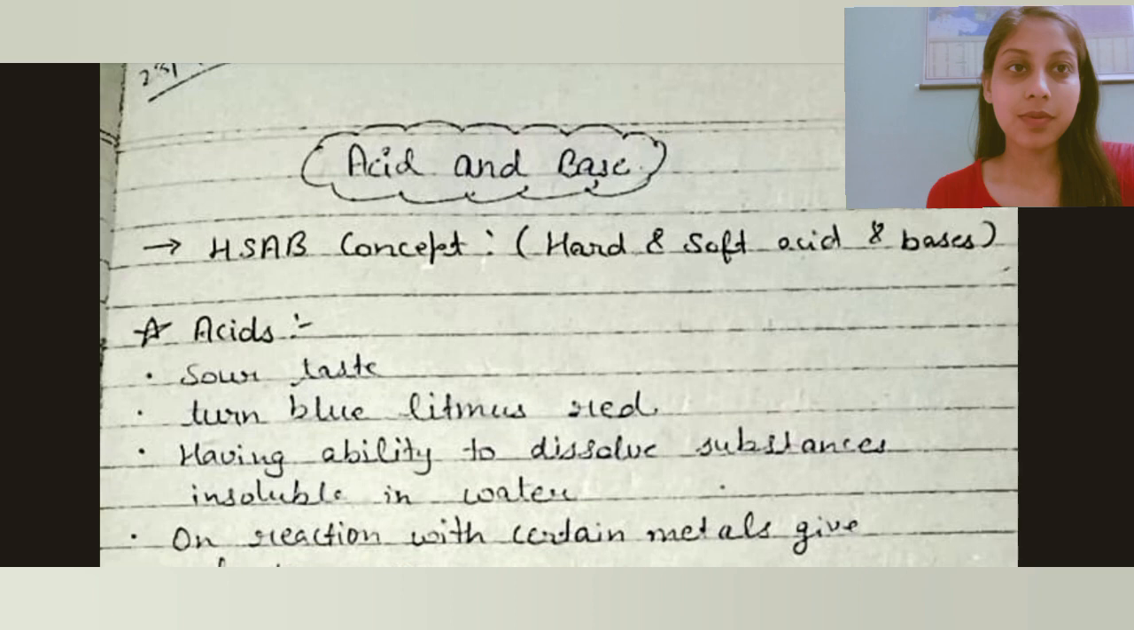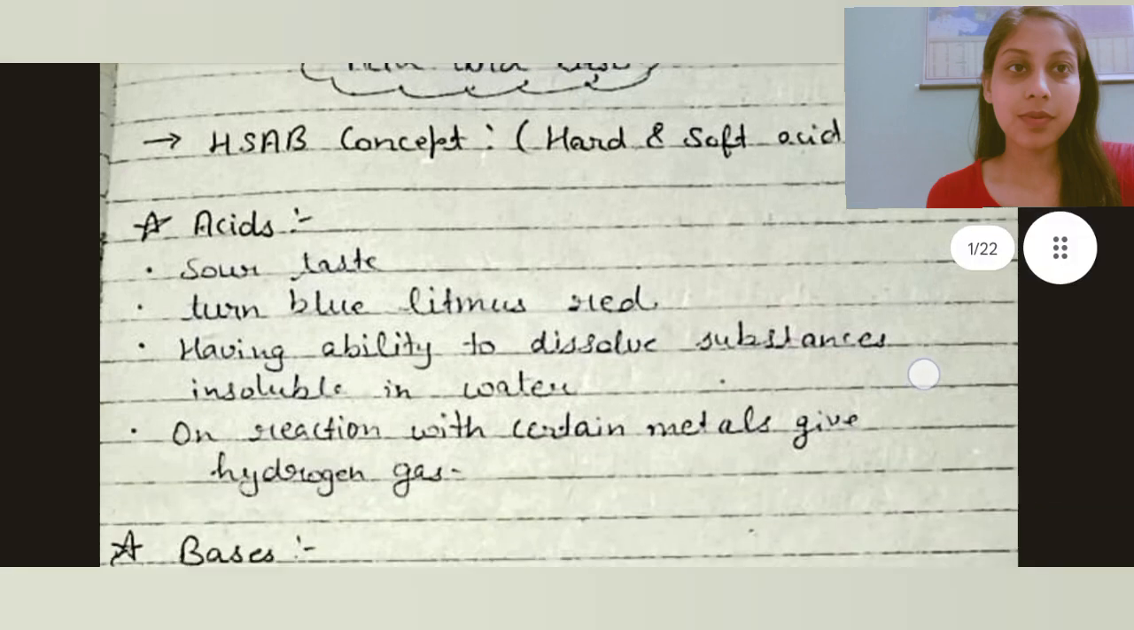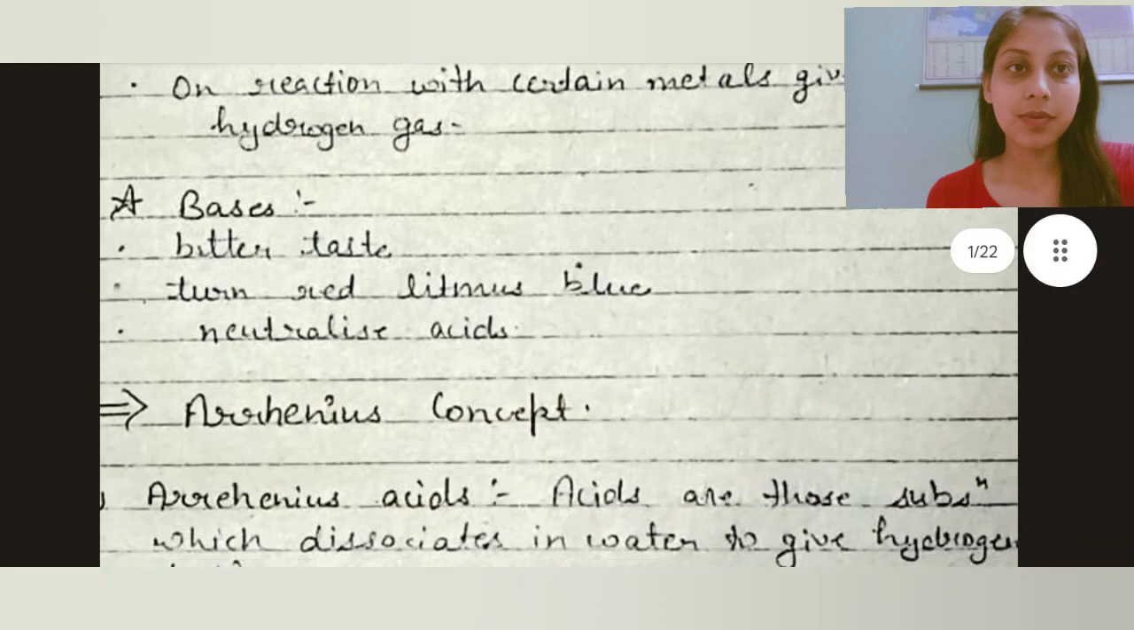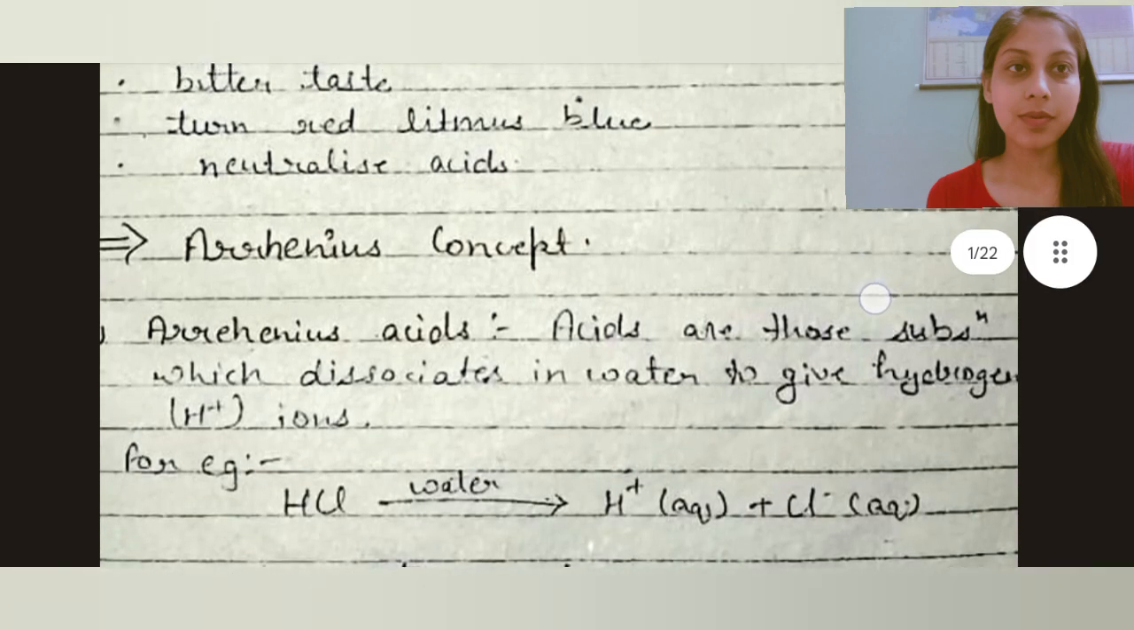Acids are sour, turn blue litmus red, can dissolve substances insoluble in water, and on reaction with certain metals give hydrogen gas. Bases are bitter in taste, turn red litmus blue, and neutralize acids. Now, what is the Arrhenius concept?